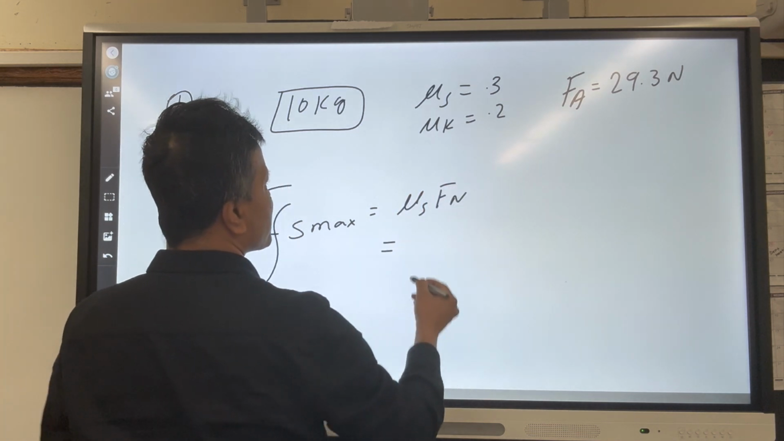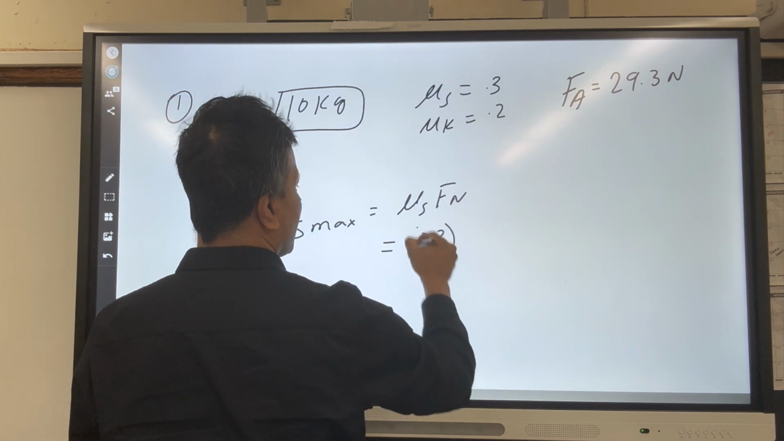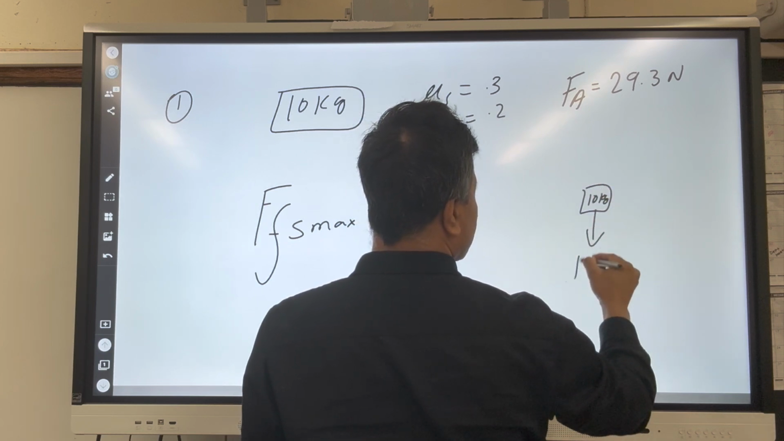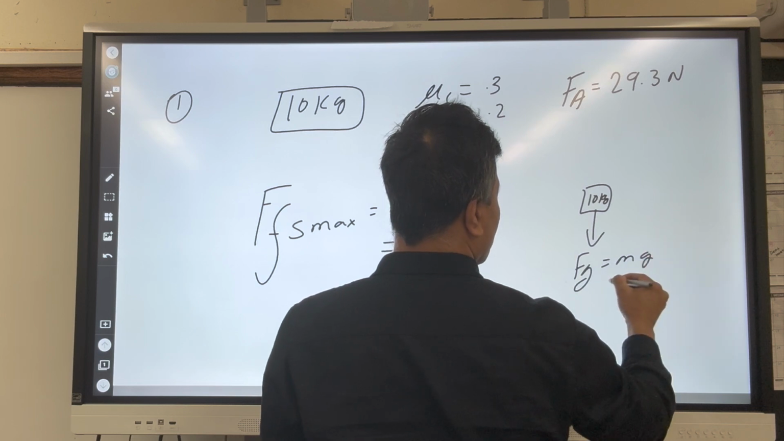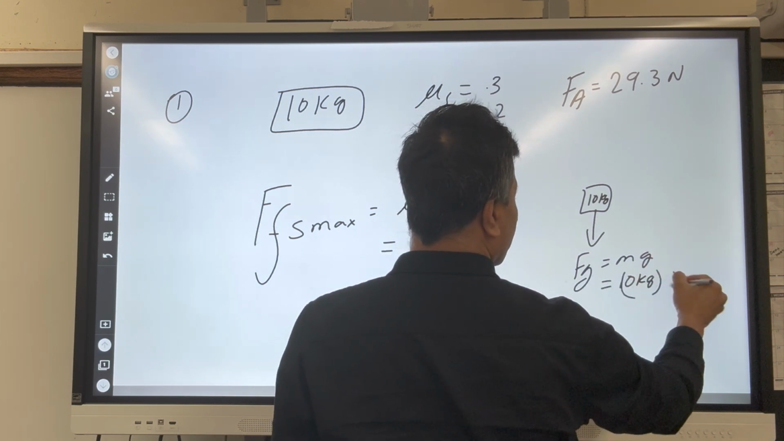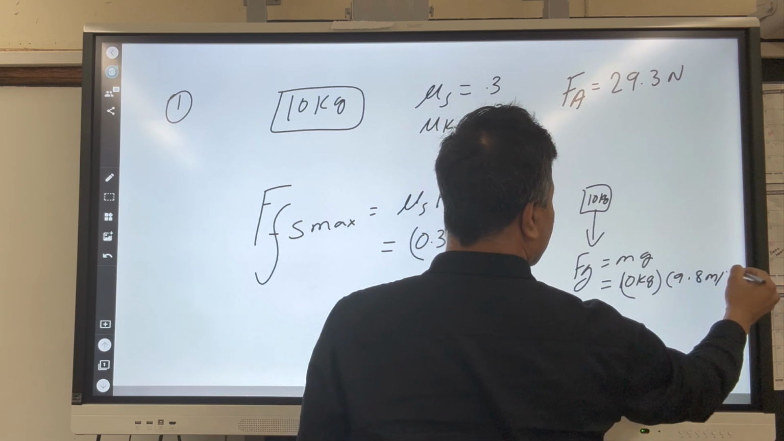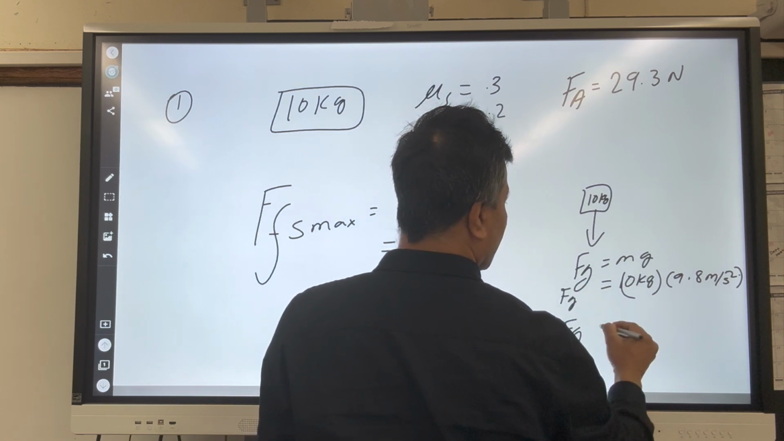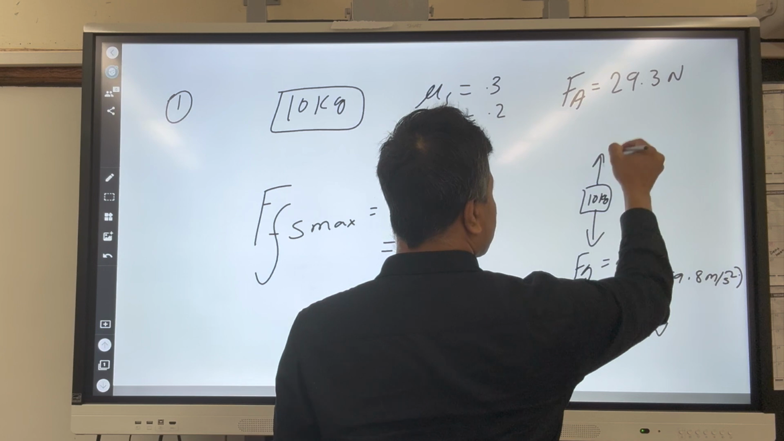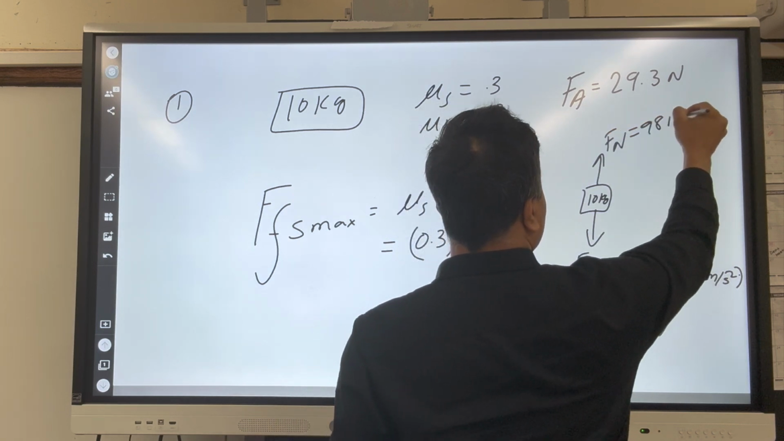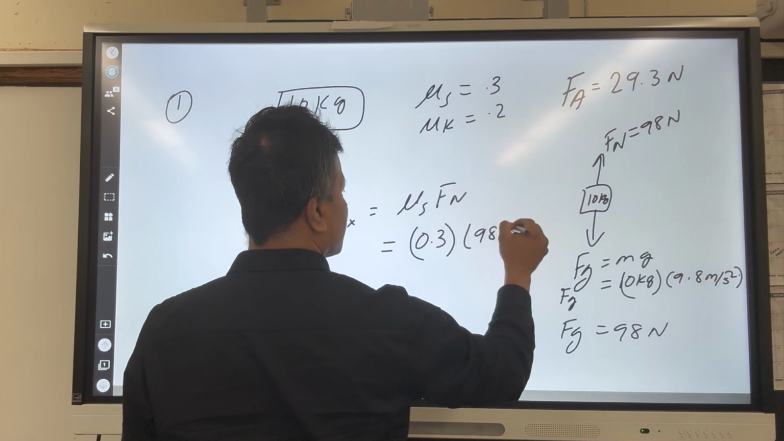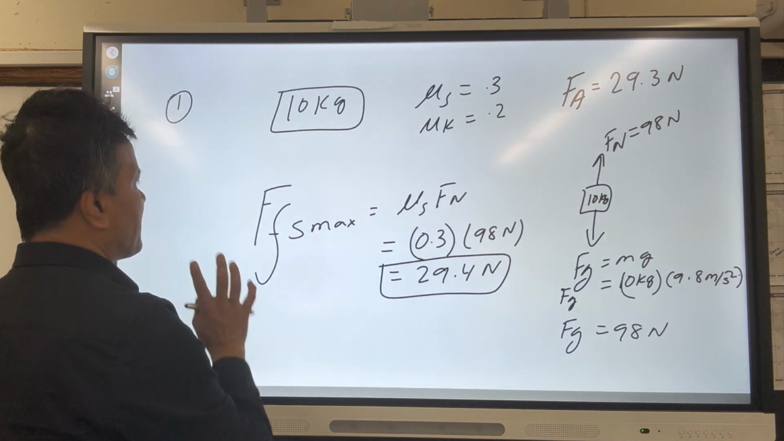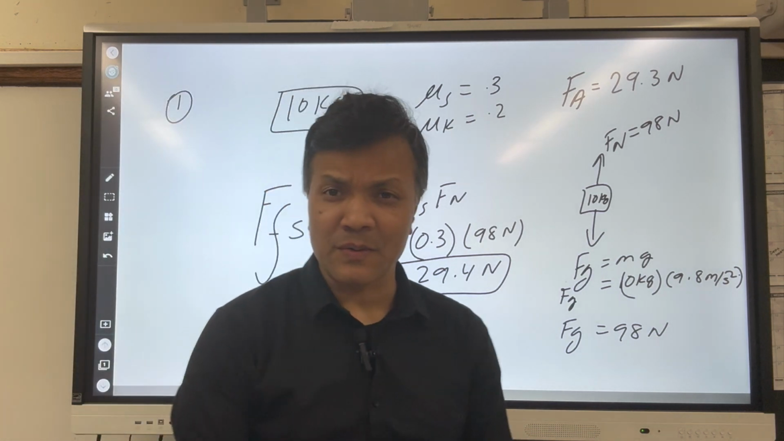So what is mu s? Mu s is 0.3, and Fn, okay, let's find the Fn. So this is 10 kilogram. So this is Fg. Fg is Newton's second law, mg. So m is 10 kilogram and g is 9.8 meter per second squared, right? So then Fg should be what? Fg should be 98 Newton, right? So Fn is also 98 Newton. All right, so I have 98 Newton, 29.4 Newton. Okay, so this is the maximum force of friction possible for this problem.